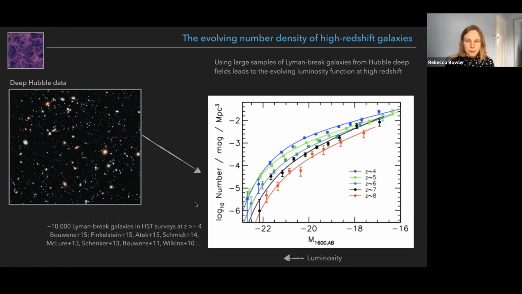And so there are now tens of thousands of high redshift galaxies, so redshifts greater than 4 in this definition here, found within very deep Hubble surveys, such as the Hubble Ultra Deep Field. And the reason why Hubble's been so successful at doing this is because, as I showed in that first video, it has these near-infrared filters which allow you to find these galaxies at higher and higher redshifts than you could before.